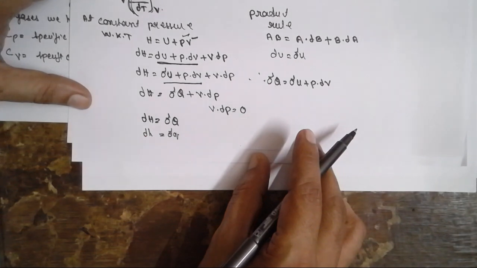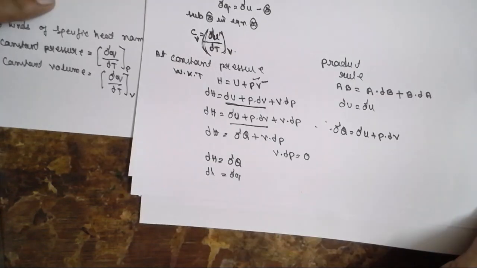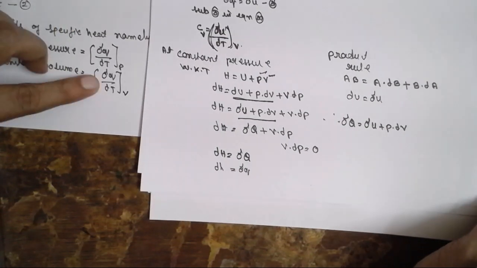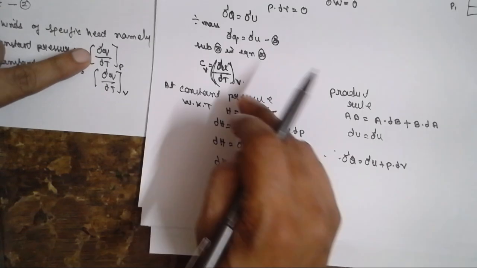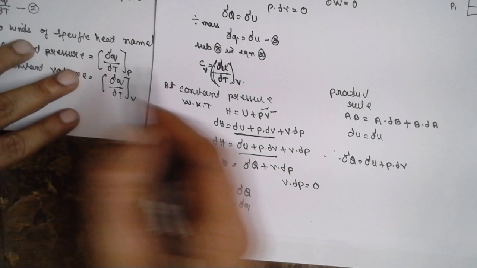Small dH into delta Q. Now substitute in this equation. In this equation I have to substitute. The first value has to be substituted in this equation.